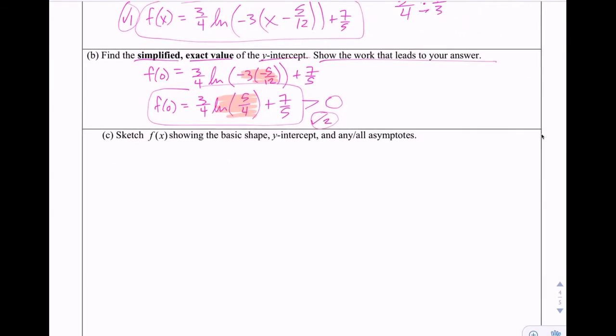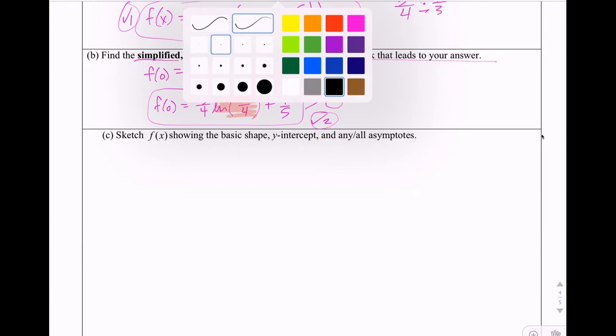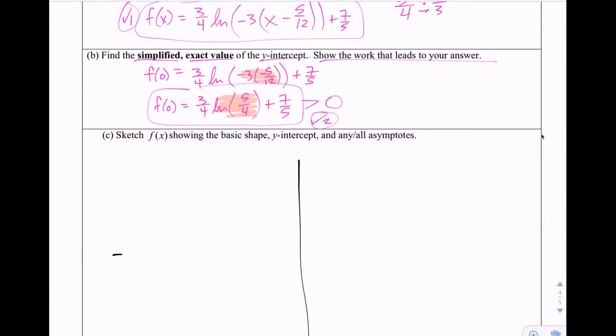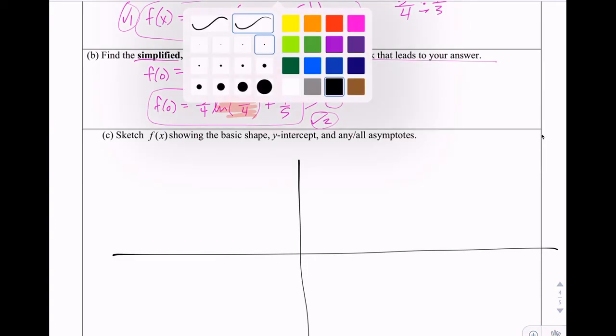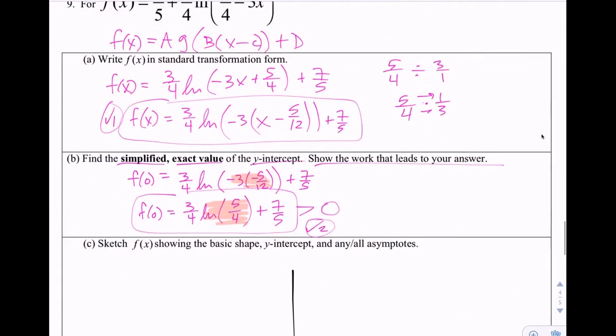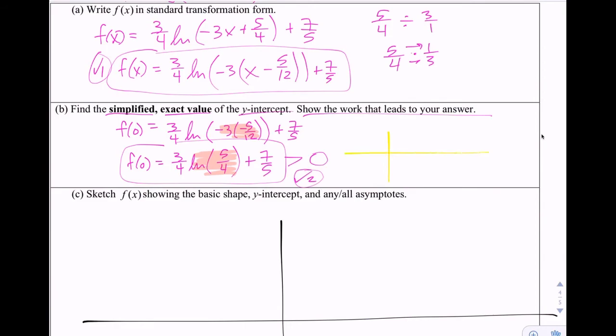So let's go ahead and get our x and y axis. There's the y-axis. There's the x-axis. I'm going to go ahead and really quickly here do a scrap graph in yellow. Our parent function looks like that. Okay, it has an x-intercept at 1, 0. So again, notice the natural log of anything greater than 1 is a positive number, and the natural log of anything between 0 and 1 is a negative number.